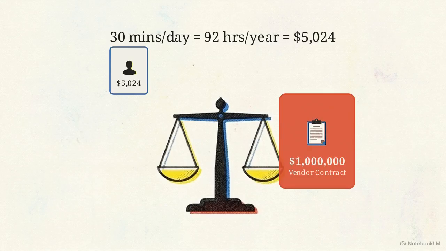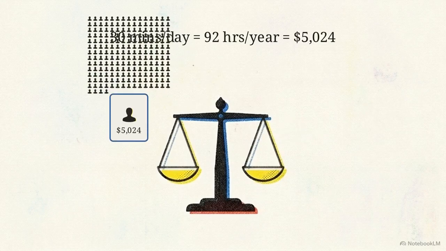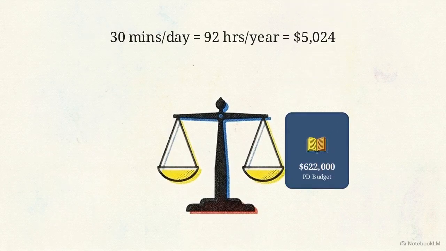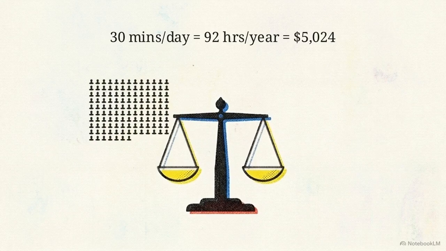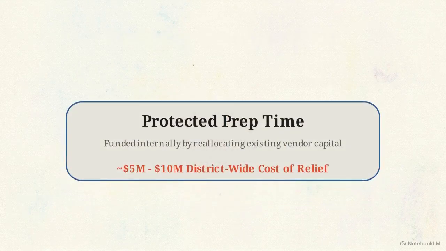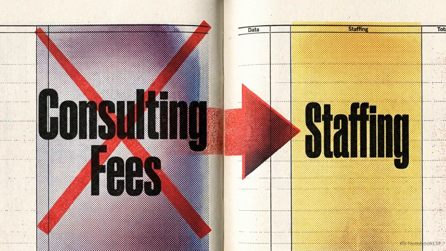Take that single $1 million vendor contract from Upland Unified and apply it to this formula. That single contract is mathematically equivalent to funding 30 minutes of daily protected prep time for 199 teachers for an entire year. Hesperia's $622,000 professional development budget is roughly equivalent to funding that same daily 30 minutes of protected time for an additional 124 teachers. The capital required to structurally redesign the teacher's day already exists inside the system, currently misallocated into temporary vendor contracts.